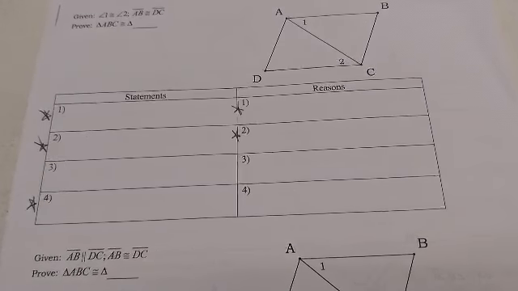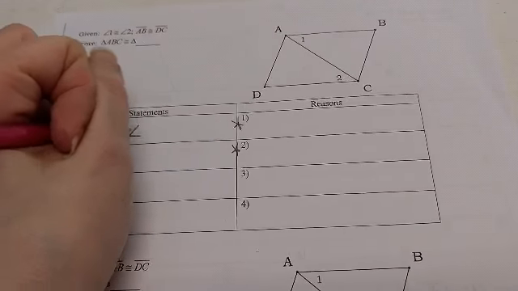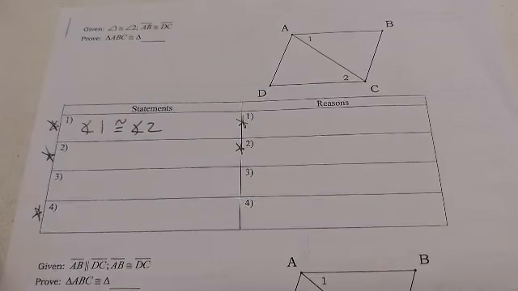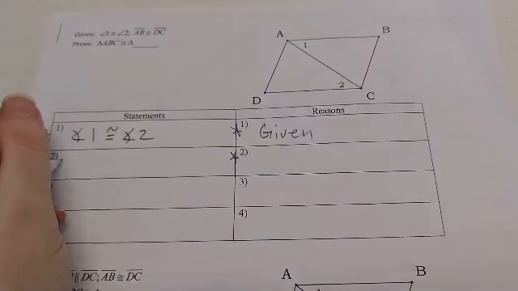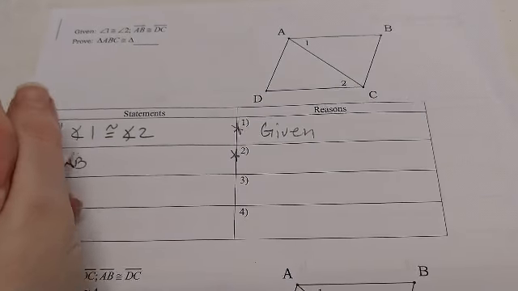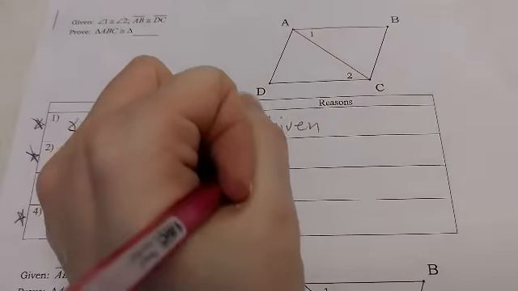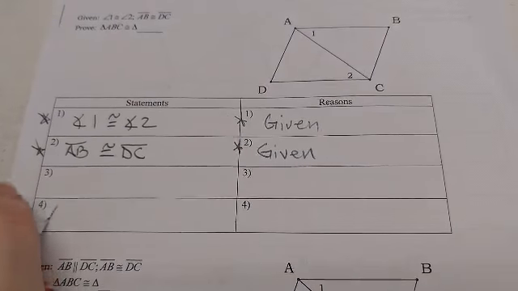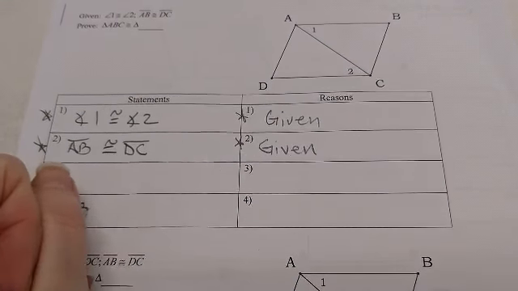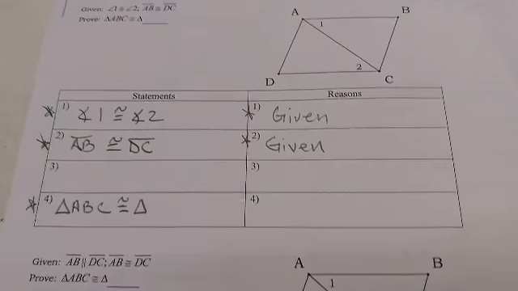points. Okay, so the first thing they tell me is angle 1 is congruent to angle 2. And the only reason I know that is because it was given. We know that AB is congruent to DC because it was given. And our goal is to show that triangle ABC is congruent to triangle, and I don't know what that is yet, so I'll get there in just a minute.